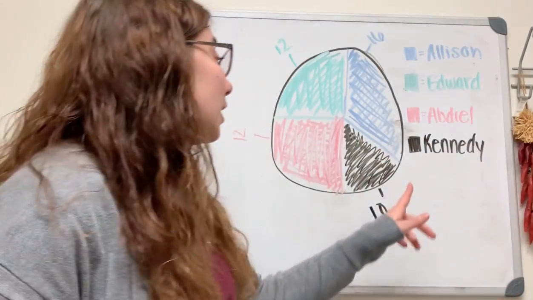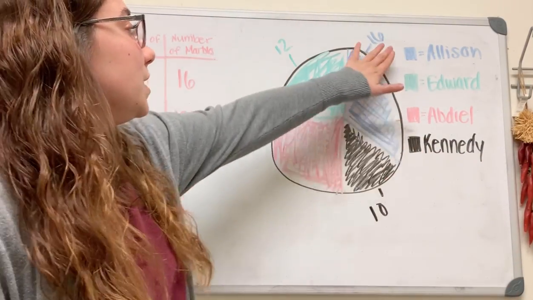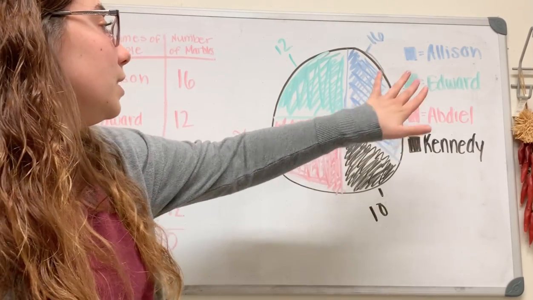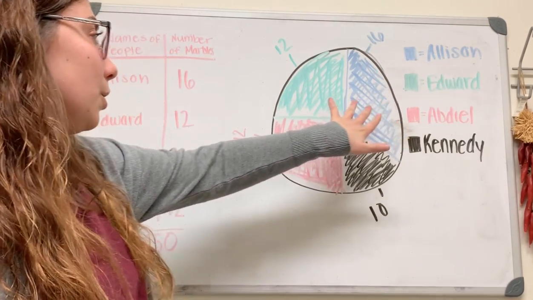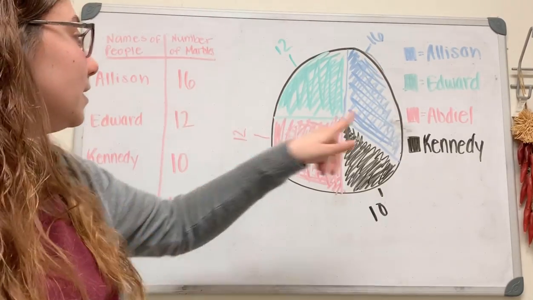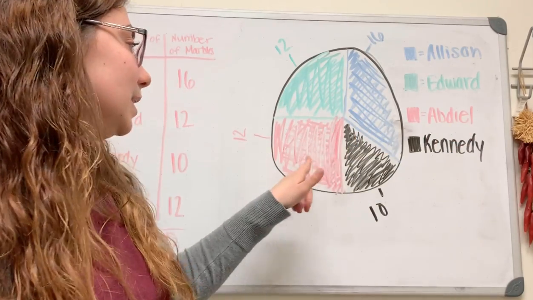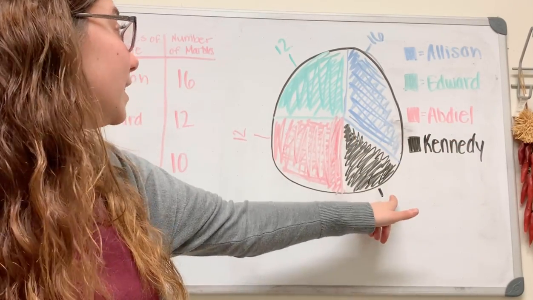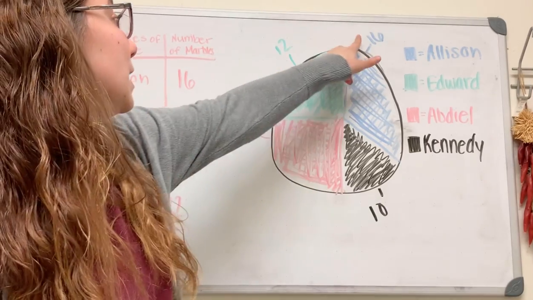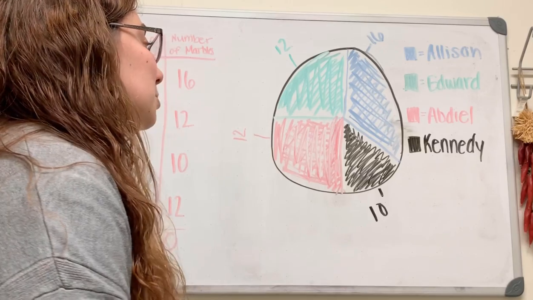I wanted to mention, over here I made a key. So this tells you who has each part. So blue is Allison, green is Edward, red is Abdiel, and the black marker is Kennedy's. And you also want to label with the numbers so you can see what each part represents.